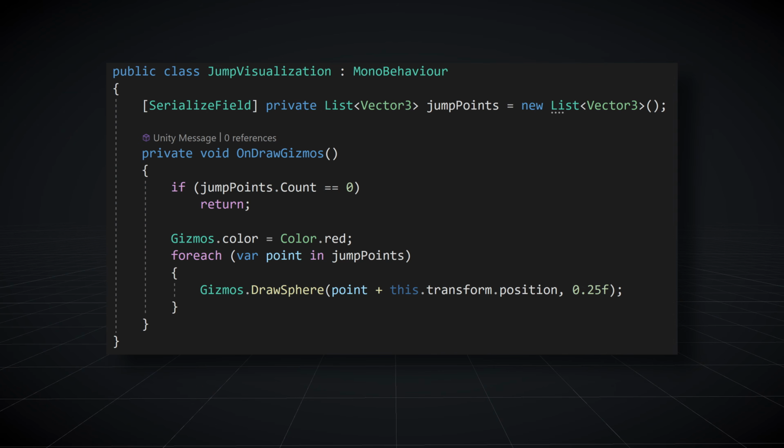First, we need to create a list of Vector3s. These will be positions relative to the player. Then we need to add the function OnDrawGizmos. In the function, we can check if the list is empty, and if it's not, we can then go ahead and draw our gizmos. To start drawing, we first need to set a color for the gizmos.